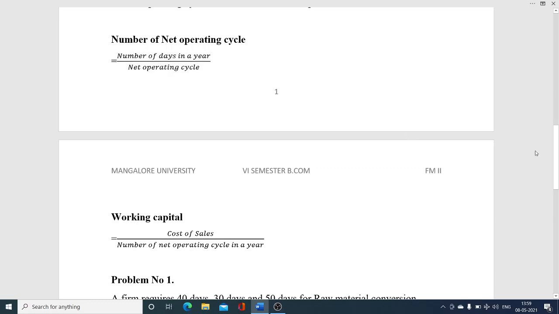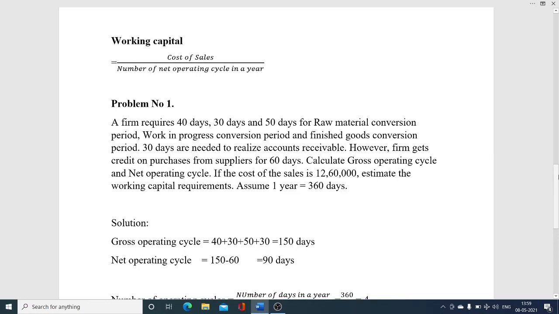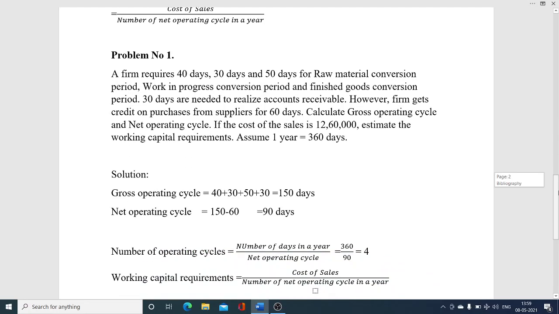The working capital can be found out as cost of sales divided by the number of net operating cycles in a year. So the first step is to determine the gross operating cycle. After finding the gross operating cycle, we have to find the net operating cycle. Then we find the number of net operating cycles in a year, and afterwards we find the working capital required. Now, this can be illustrated better with the help of a problem.